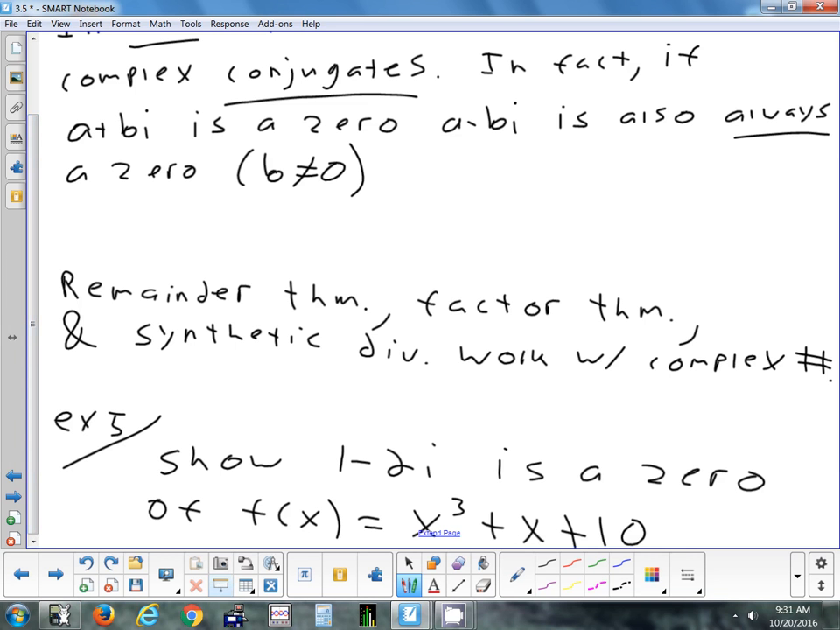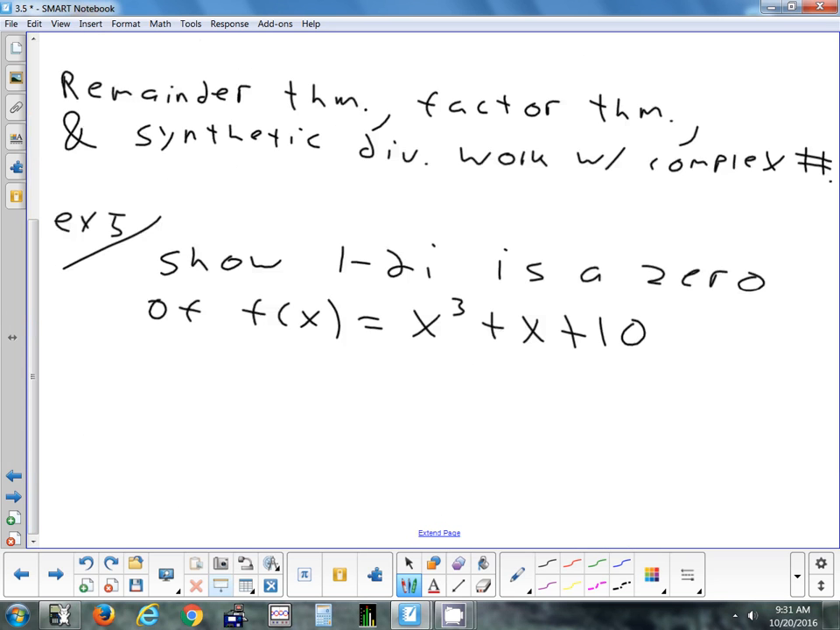Okay. Does everybody have up to the b not equal to 0? So if you want to show something as a root, you put that on the outside of the bracket. And now write down your coefficients. What are my coefficients going to be here? 1, 0, 1, and 10. Perfect. You don't want to forget that 0.